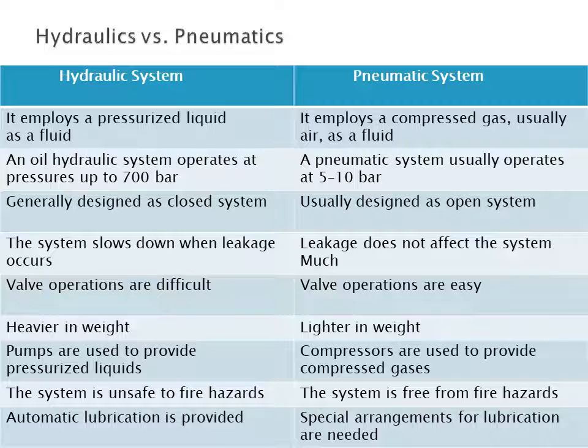The system slows down when the leakage occurs. If there is any leakage in the system, or the oil leaks, the system will not perform its duty, or you will find the system slows down, right? Whereas in the case of pneumatic system, it will not affect the system much, right? Pneumatic is basically air, and it is a continuous air which is compressed in the system. So this is the advantage of the pneumatic system also.